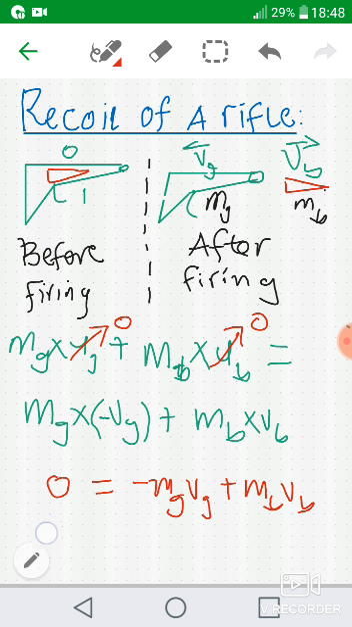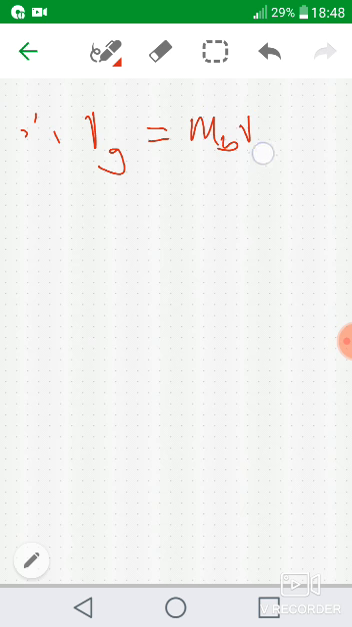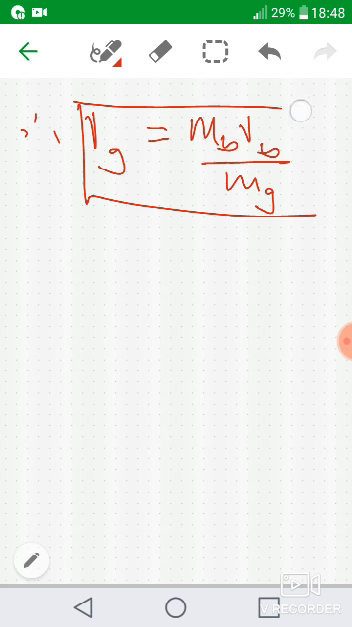That means the momentum of the gun is equal to the momentum of the bullet. Now if we want to find the recoil velocity, vg is the velocity possessed by the gun. Therefore vg is equal to mb vb over mg, whereby vg is the recoil velocity of the gun.